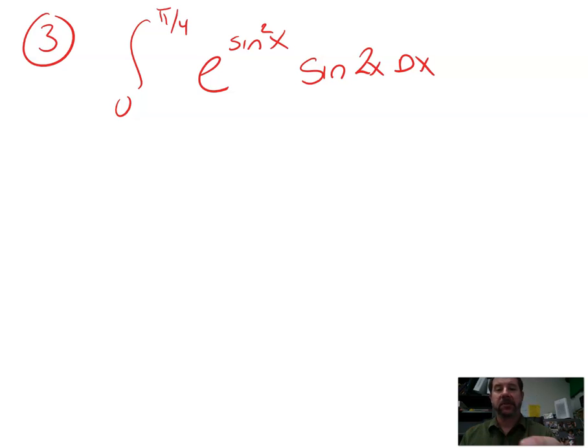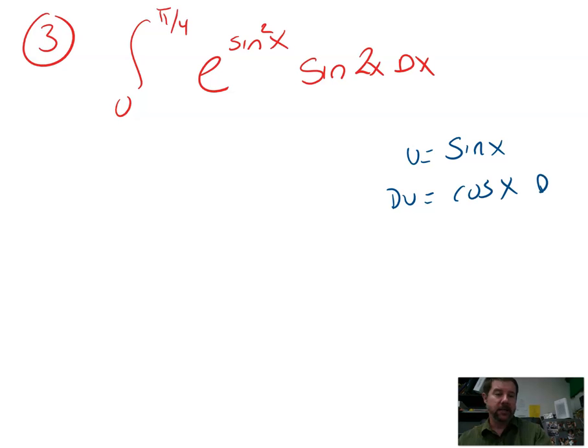So I'm going to play around with some stuff just to begin with. Maybe I say, hey, u is, I'm looking for an inside part. 2x is an inside part, but I don't think that helps me. I've got a sine squared x, so maybe sine x is my inside part. And if I choose that, du then is cosine x dx. Don't be afraid to jump into a problem and write something down, try it. Hey, that doesn't look like it's working. Okay, that's not quite right. Let me try, I don't know. There's all sorts of things we could try here.